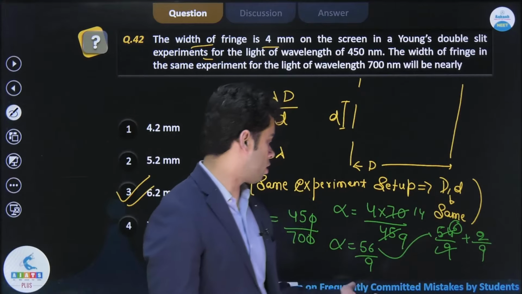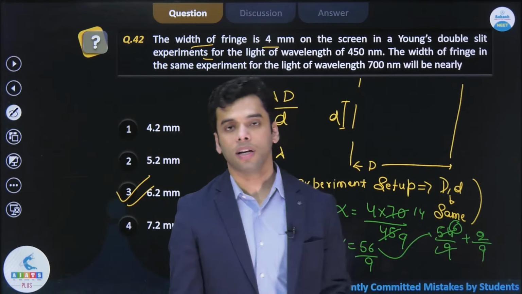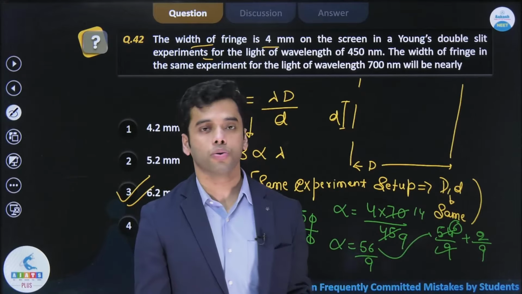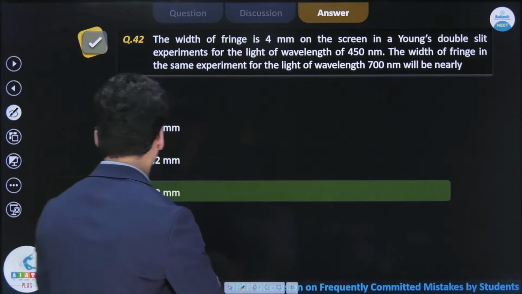There is no need to calculate it exactly, beta. Save your time. 54 plus 2 by 9, 9 6s are 54, somewhat close to 6. Option 3 is the correct answer. Option 3 is the correct answer to this problem.